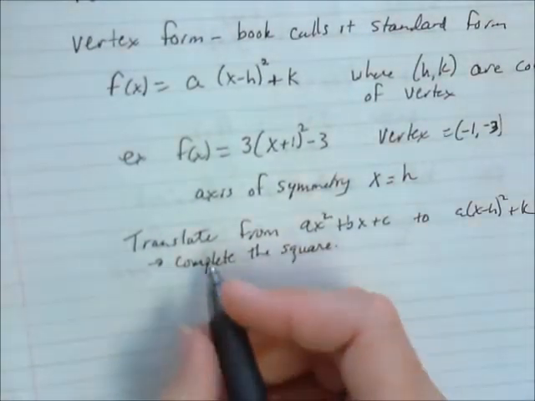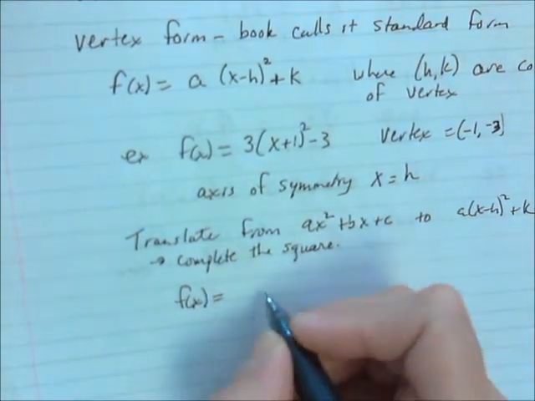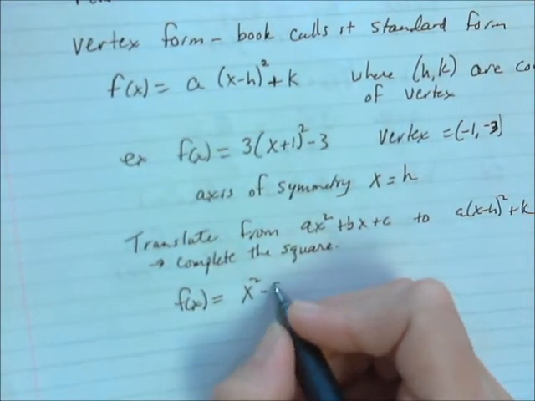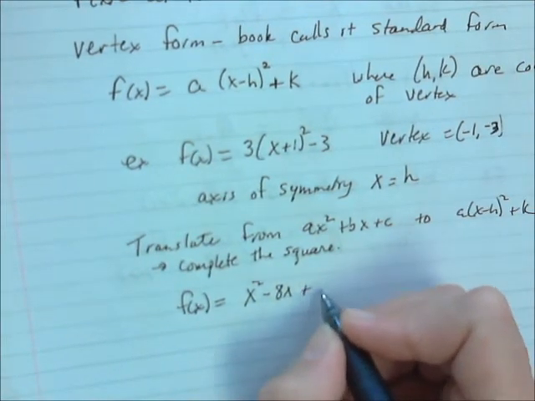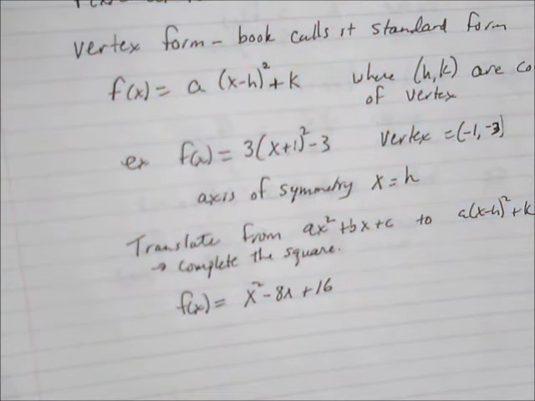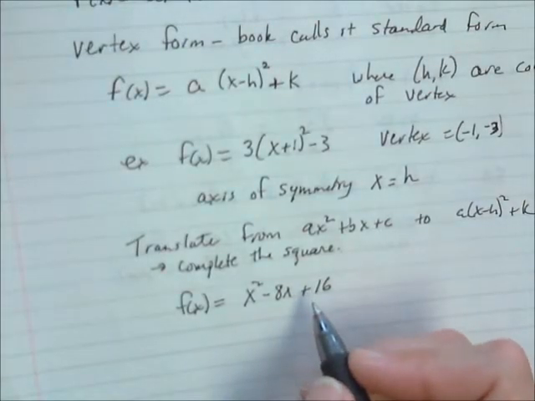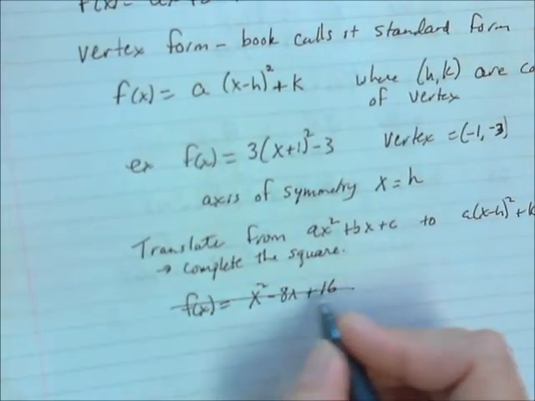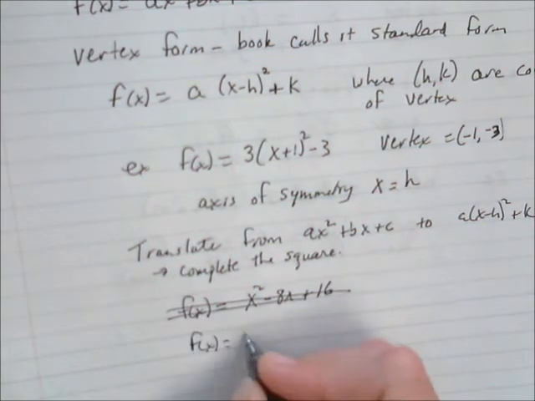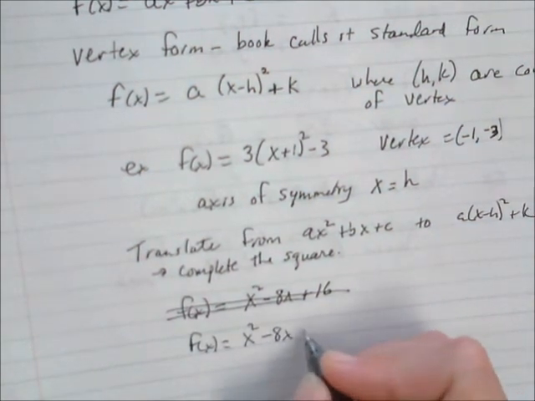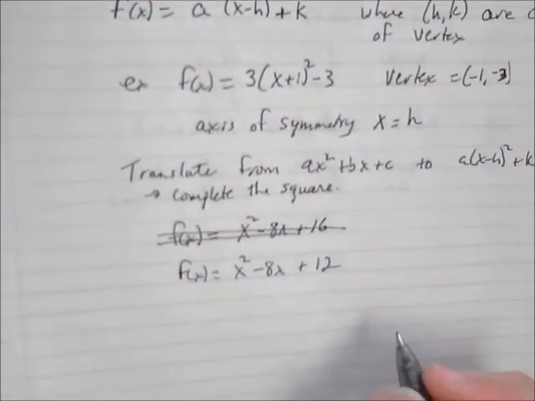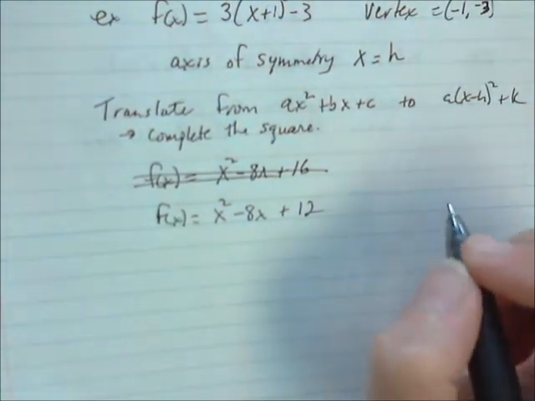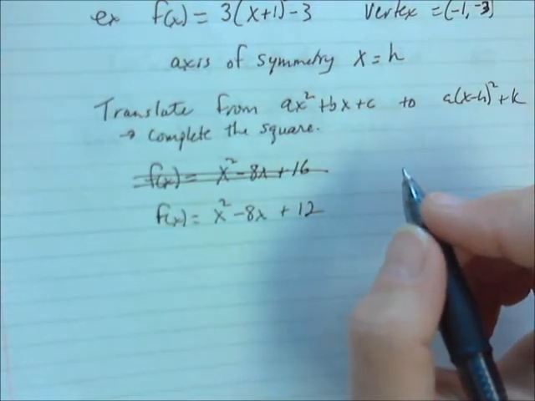As follows. Let's say we're given f of x is equal to x squared minus 8x plus 16. And we're asked to write that in vertex form or standard form. Oops, that's a bad example, sorry. Let's say f of x is equal to x squared minus 8x plus 12. That's a better example. So in order to change this into vertex form, we're going to complete the square.